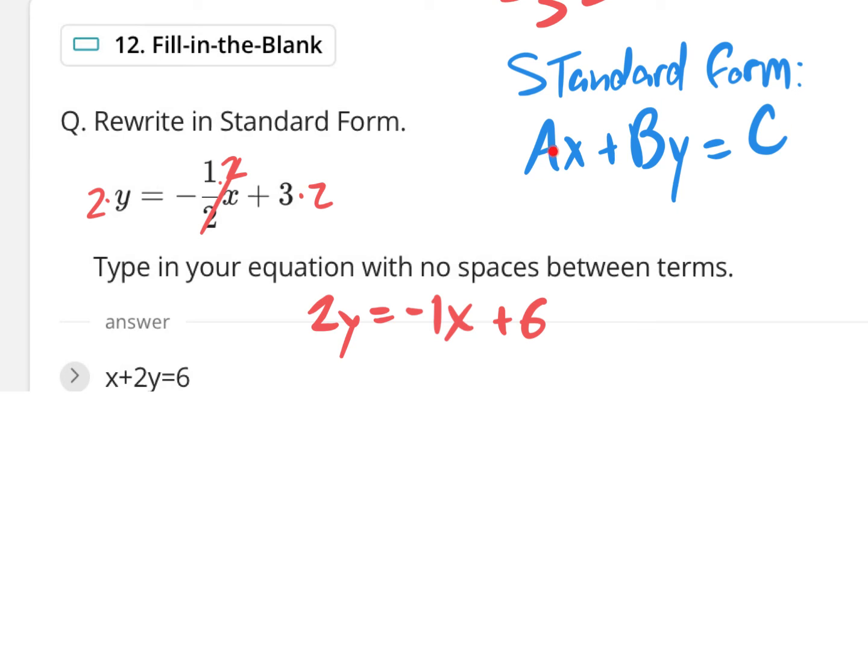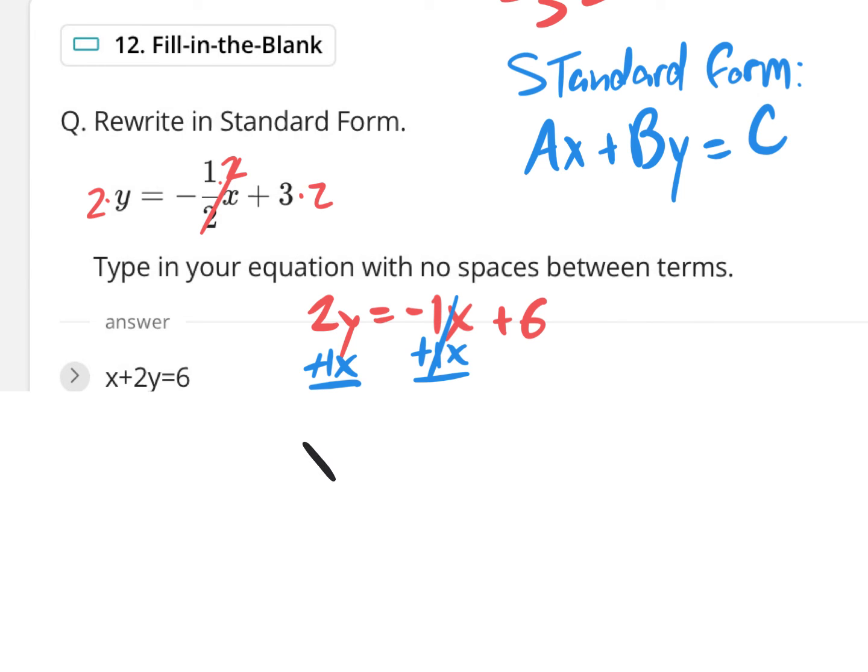So it's almost in standard form. At least I don't have any more fractions, but my standard form equation has to have my x and my y on the left side of the equal sign. So here's my y on the left side, but I need this x to go over to that left side as well. So I need to get rid of that minus 1x by adding 1x. And of course, you can't really add x's and y's. They're not like terms, so you're just going to rewrite it.